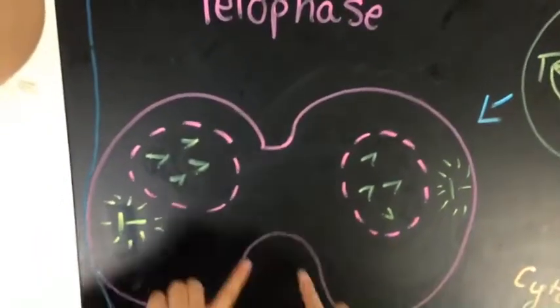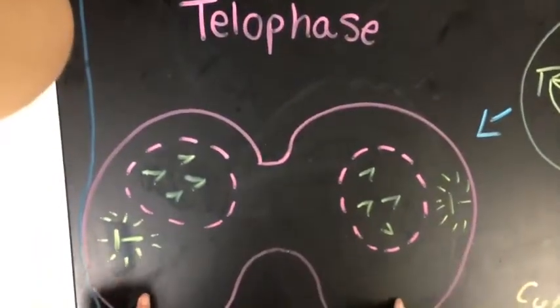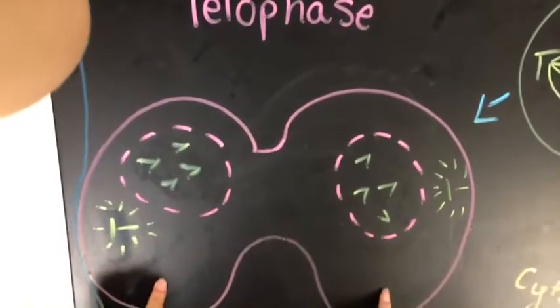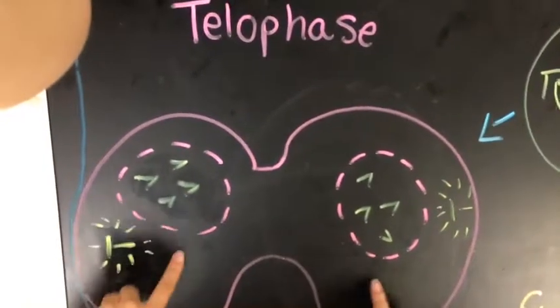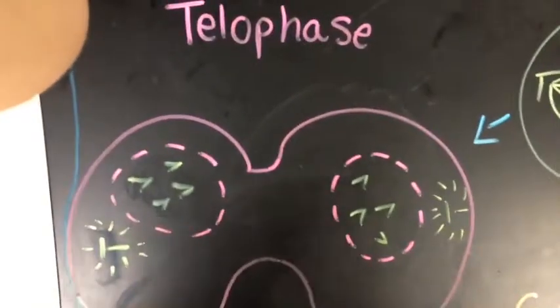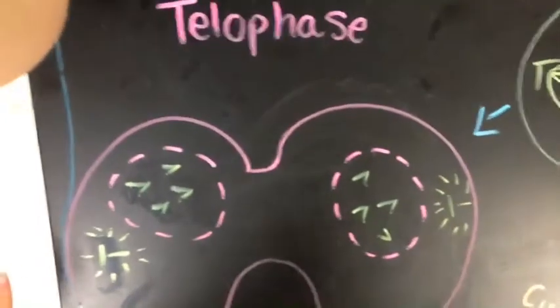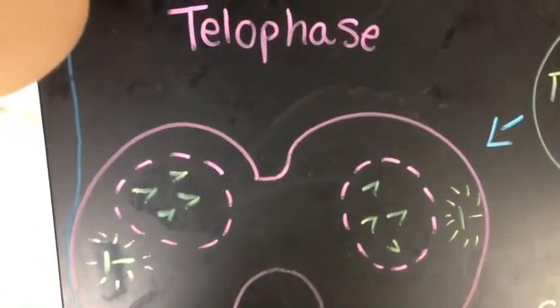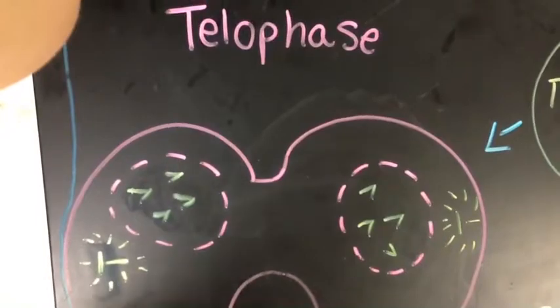In telophase, the nucleus starts to spread apart and split into 2, and the sister chromatids go into each side, and the nuclear membrane starts to form. And all of these stages are part of mitosis.